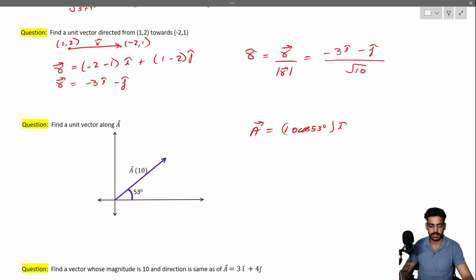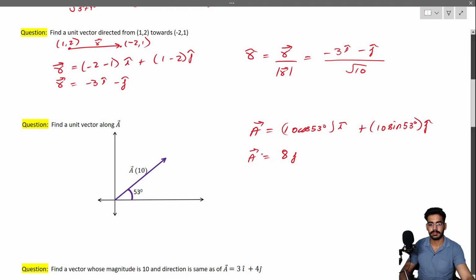I hope this question is complete. Yeah, plus 10 sin 53 j cap, right? So a vector is equal to how much? 8 j cap plus 6 i cap.